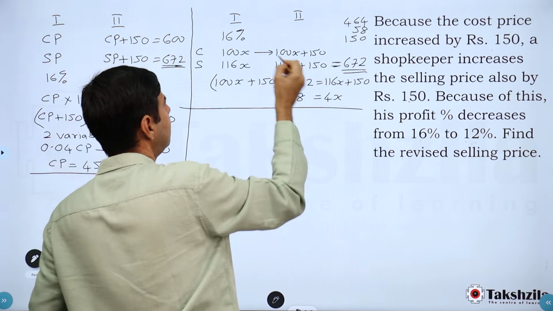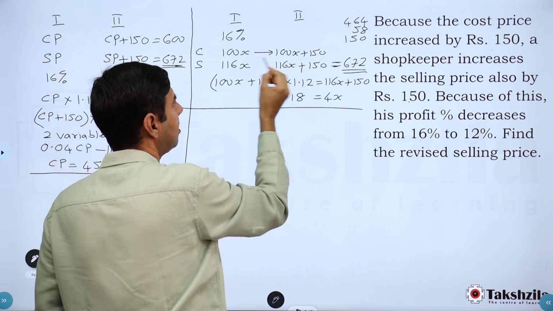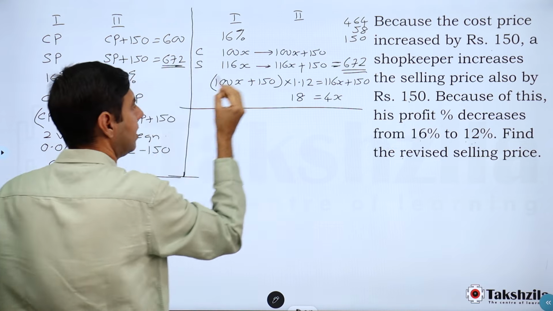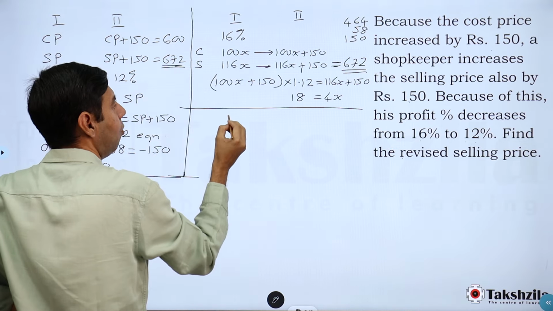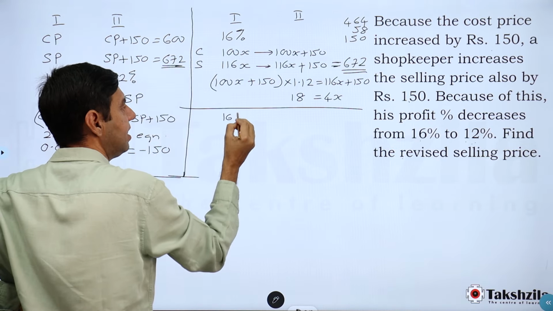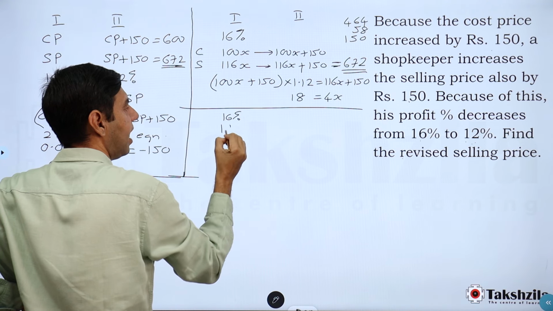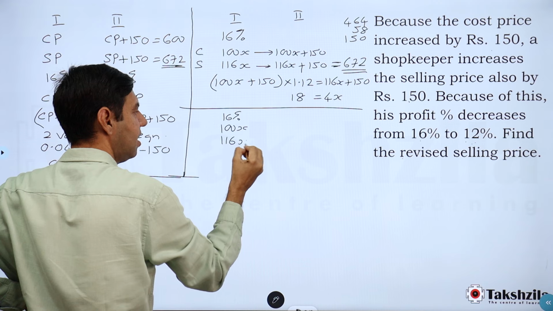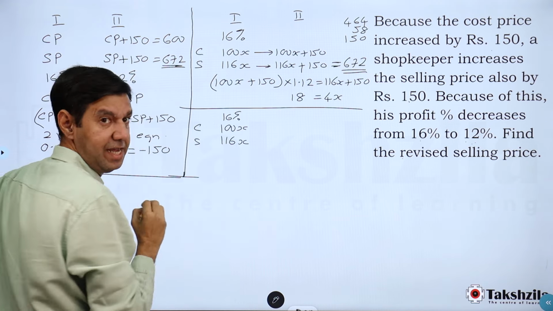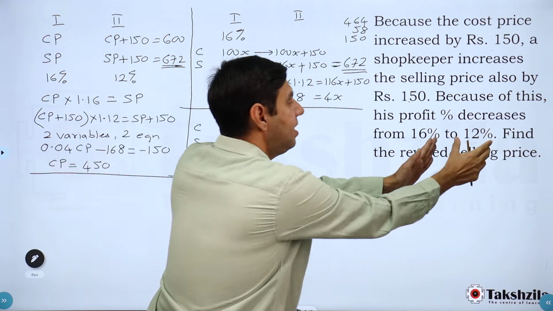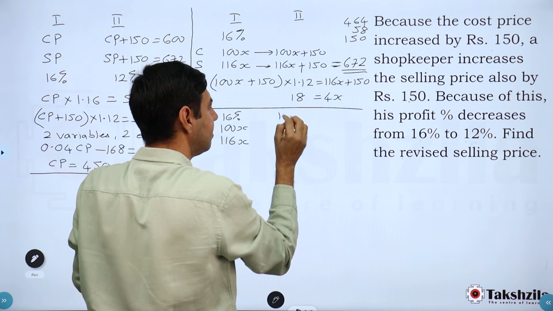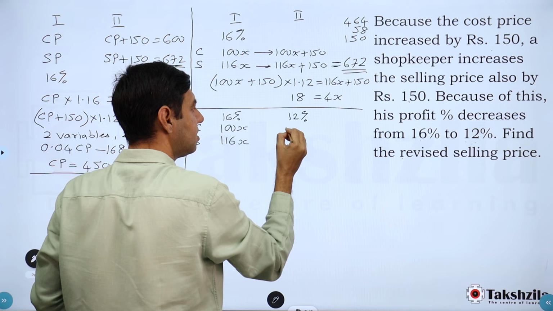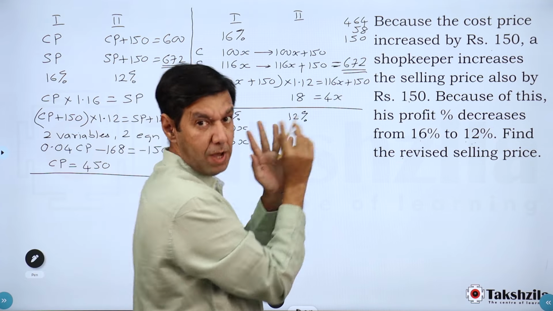Why did I change tracks when I went from 16%? Why did I do this? I could have even used the 12%. So the third way now is the 16% becomes 100x and 116x. So this is your cost, this is your selling. Just as you did this, treat the 12% independently. So this is a new scenario, with a 12% profit.